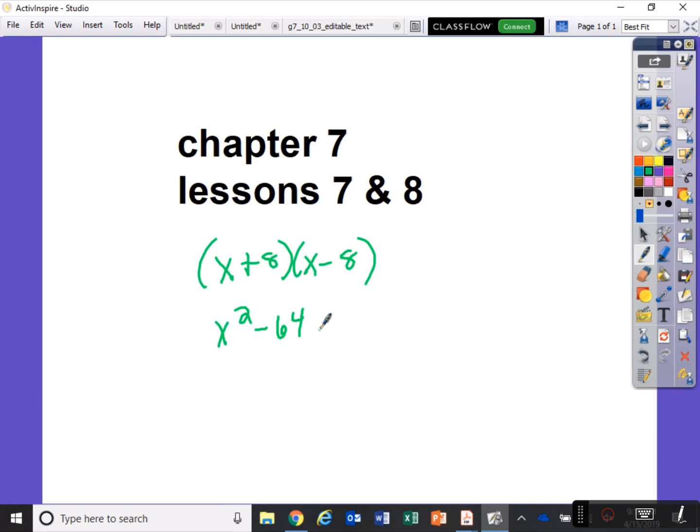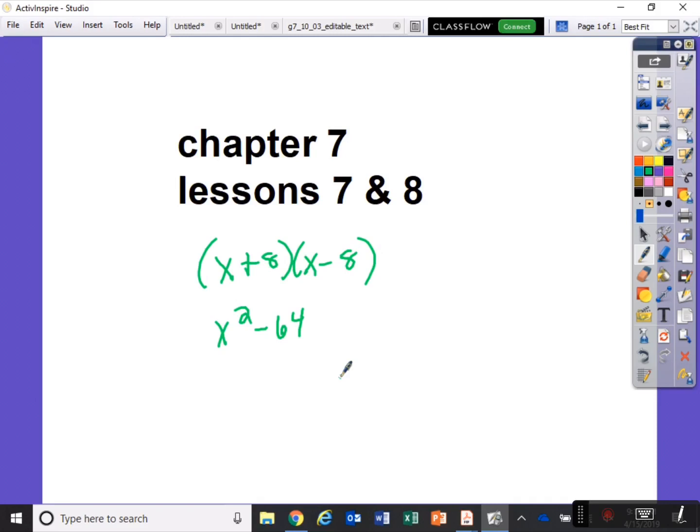If you see a binomial, the first thing you should think of is, maybe this is a difference of 2 squares. The reason we call it a difference of 2 squares is because difference means to do what? Subtract. So there should be a subtraction sign. And 2 squares would mean 2 perfect squares.